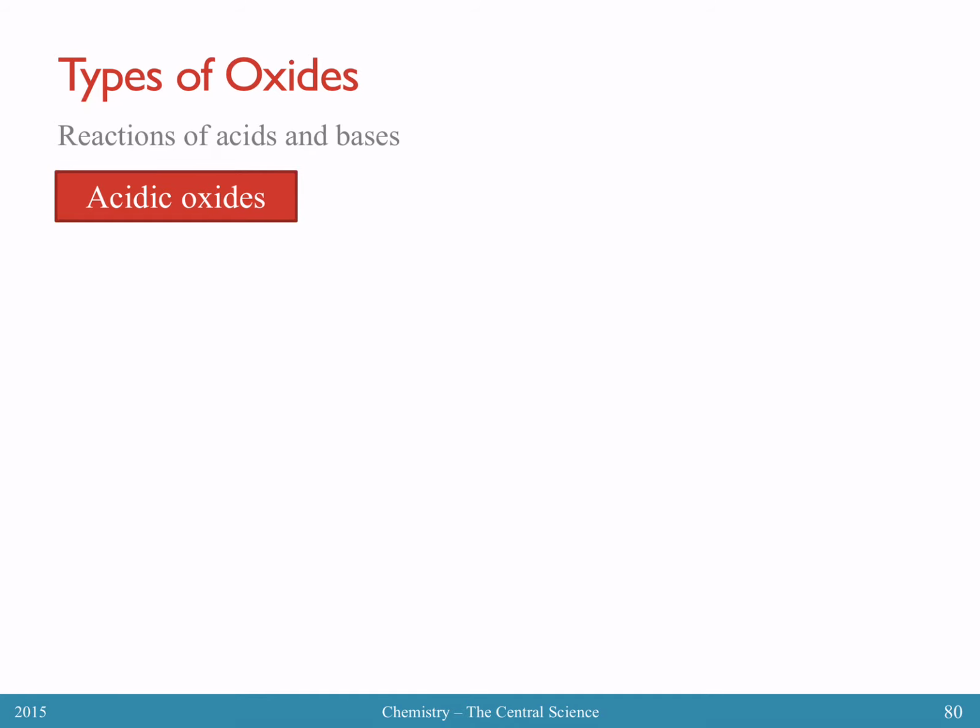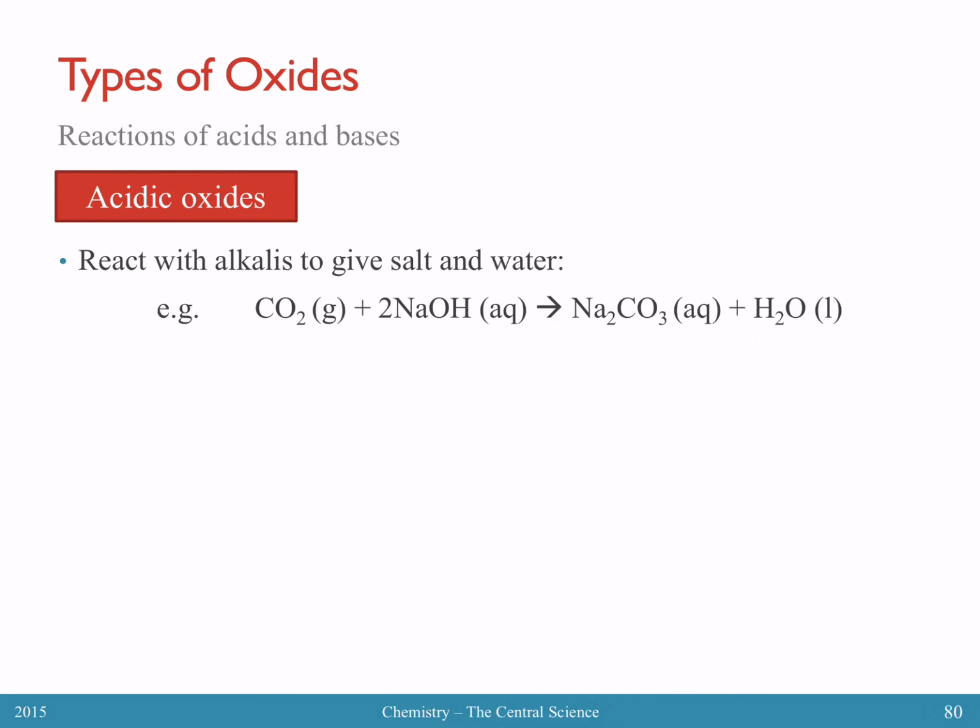Now, how do acidic oxides react? It reacts with alkalis to give us salt and water. So this is the definition. For example, just now your carbon dioxide reacted with your ammonia to neutralize it, to give us a salt and water. Most of them dissolve in water to give an acid.